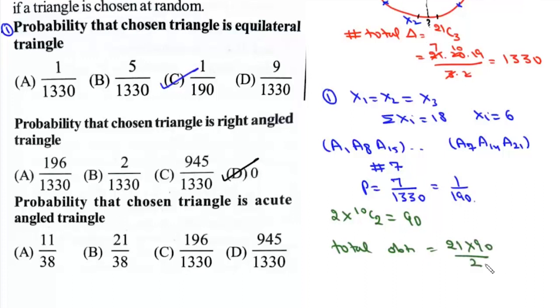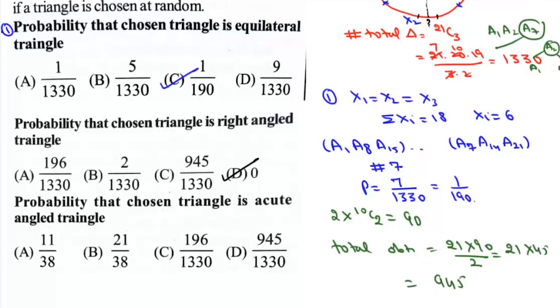Why divided by 2? Because suppose we have one case with A1, A2 and A7. Then if we consider A7, there also we'll have this case, A1, A2 and A7. With A2 it is not possible because for A2, A1 and A7 lie on the opposite side. So therefore we have to divide it by 2. So it will be 21 into 45, which is 945.